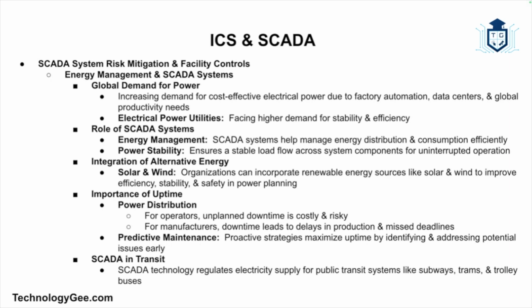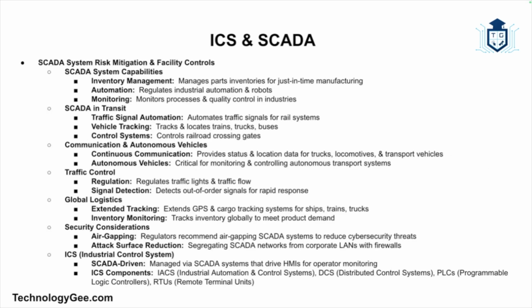In addition, transit authorities use SCADA technology to regulate electricity to subways, trams, and trolley buses. And also we have logistics. SCADA systems are capable of managing parts inventory for just-in-time manufacturing, regulating industrial automation and robots, and monitoring processes and quality control. Transit authorities use SCADA technology to automate traffic signals for rail systems, to track and locate trains, trucks, and buses, and to control railroad crossing gates.